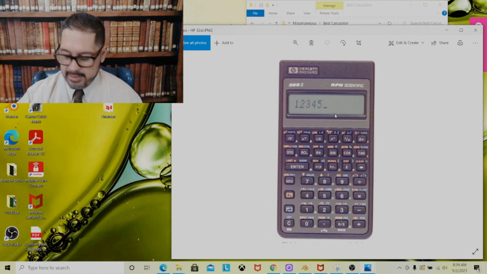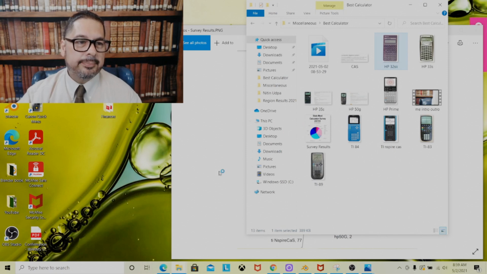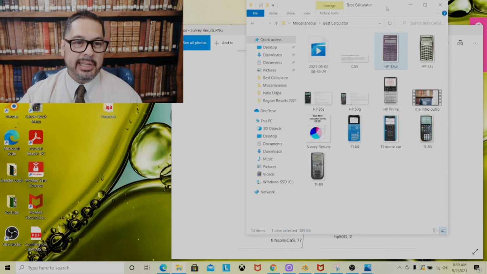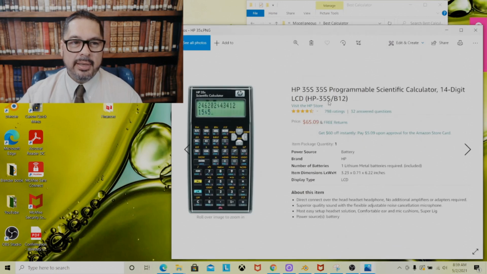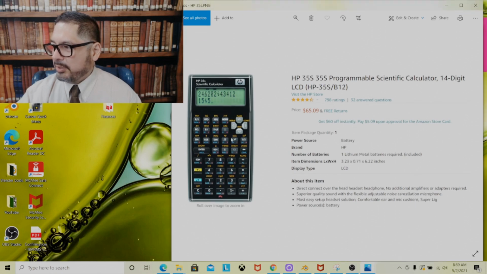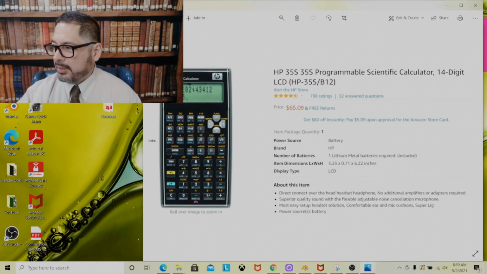Okay, so the next calculator I want to consider is the HP35S. That's the one I use currently. If I want an affordable calculator, not cheap, but affordable, I look at the HP35S. You can get one for like $65. I think this was on Amazon that I took this snippet. It's a good calculator. I enjoy it. I like it.